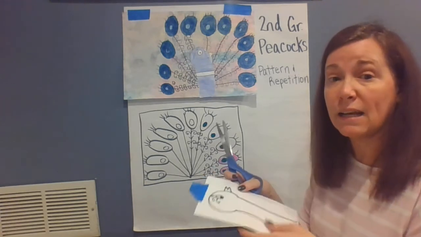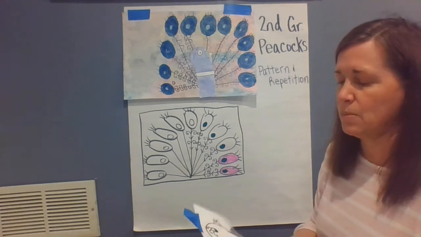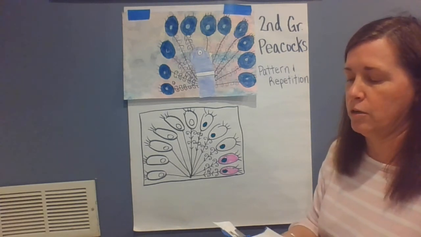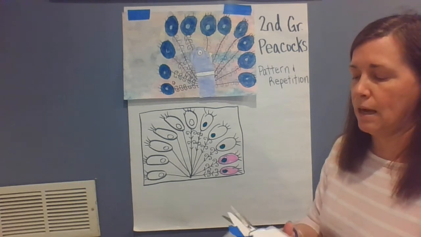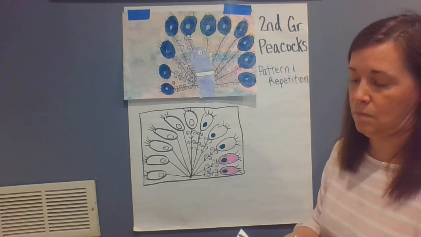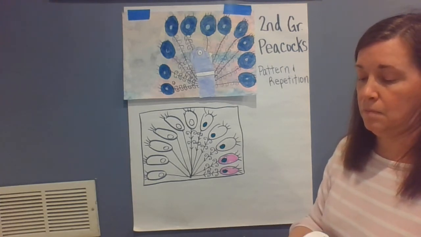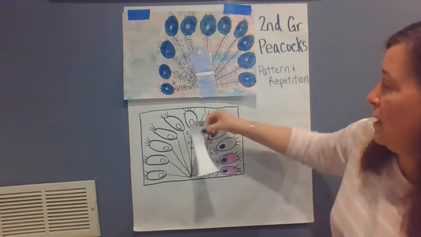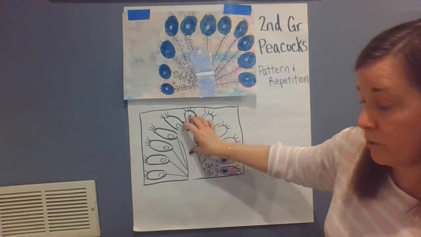We're going to get to draw your peacock head, and then we will cut it out. So if you don't have scissors right now, you can wait, because this part is going to be pretty easy, and you can do this part when I'm done talking. So you're going to draw your peacock head. You're going to cut it out. And it's going to go right on top of your peacock.